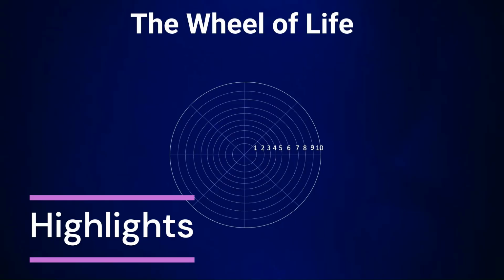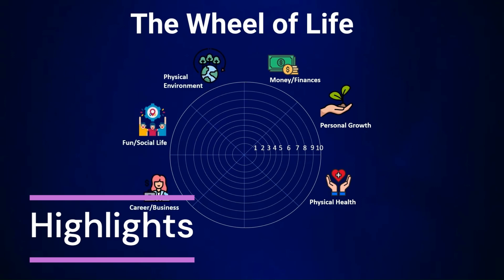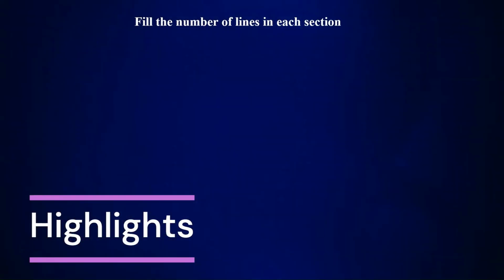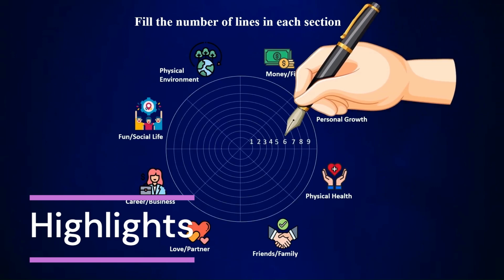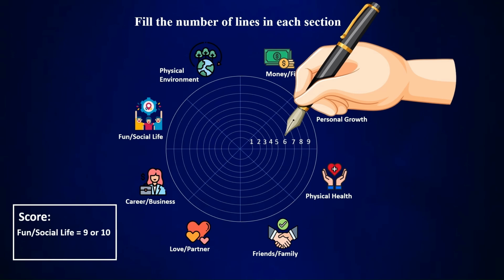The Wheel of Life consists of 8 major sections: health, personal growth, money or finances, physical environment, fun or social life, career or business, love or partner, and friends or family. To use this tool for mapping your current situation, all you have to do is to fill the small lines in each section. Each section is divided into 10 parts, indicating 1 as the lowest and 10 as the highest score. You have to mark each area based on how satisfied you feel about that life aspect.